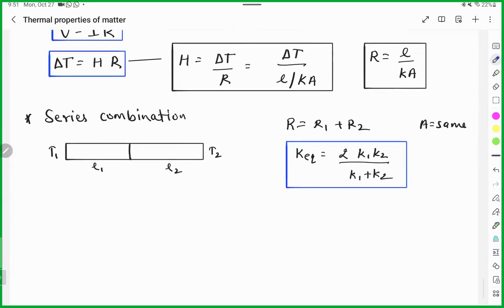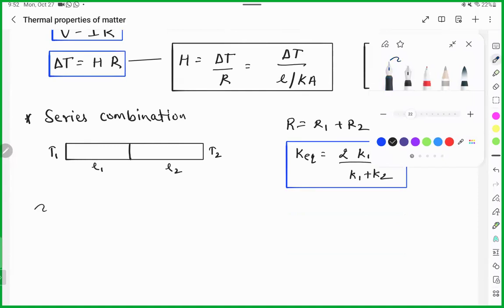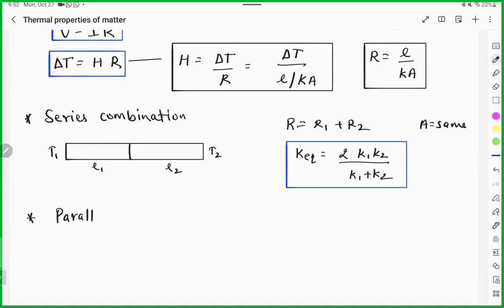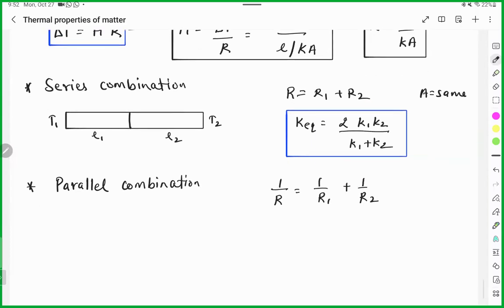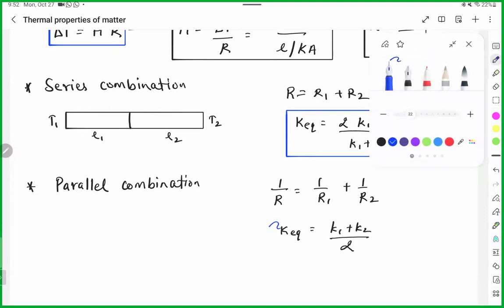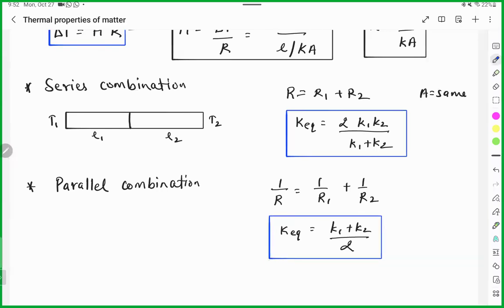And Pratigya, what will happen in case of parallel combination? So the resistance will be the inverse, 1 by R equals 1 by R1 plus 1 by R2, when you calculate all the things. So what will be the combination? K equivalent will be equal to K1 plus K2 divided by 2. This is the parallel combination in case of thermal conductivity. K is thermal conductivity.